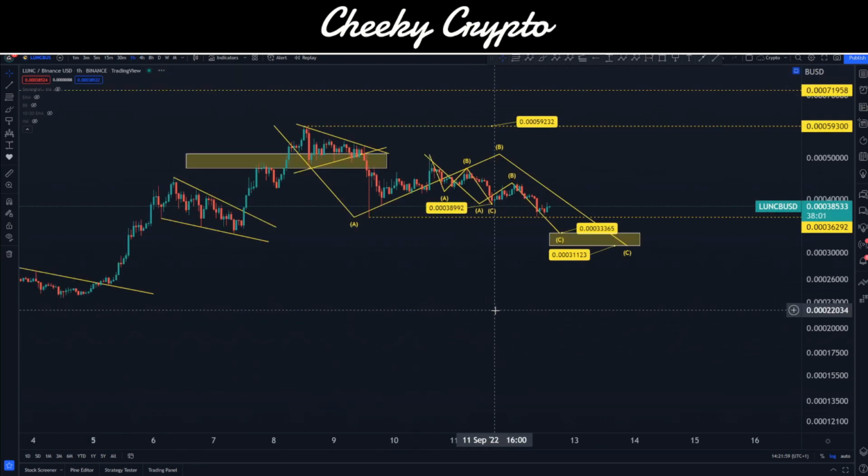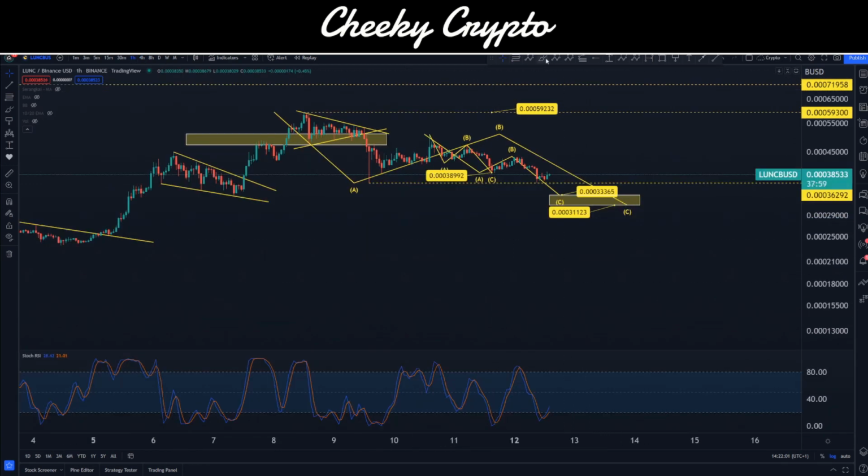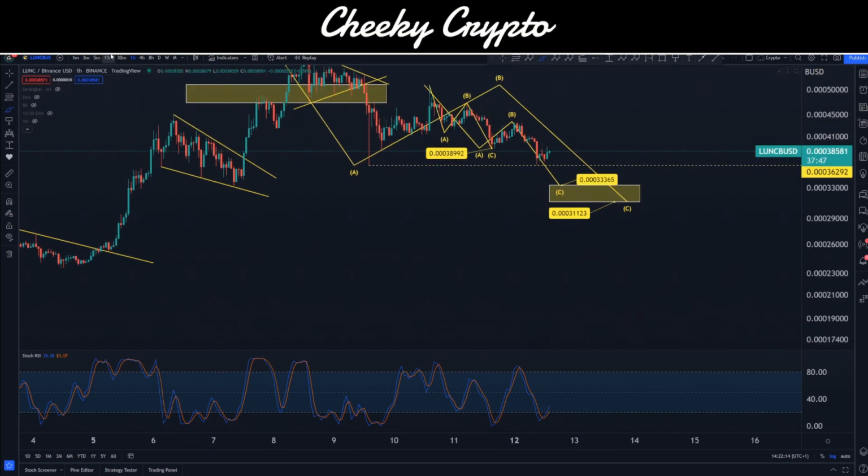Okay, let's go back into our hourly. Let's bring our stochastic up. Okay, so here we can see that there's this little bump in price and a little bit of a bump on our stochastic RSI. Nothing major though. Okay, basically indicating that we have got the momentum to go up higher, but until the sentiment in the space changes, I'm not sure that's going to be seen just yet.